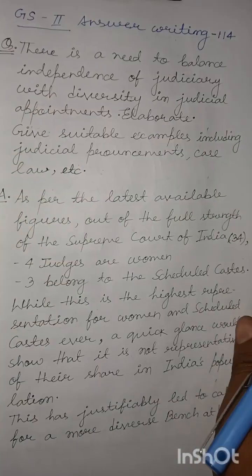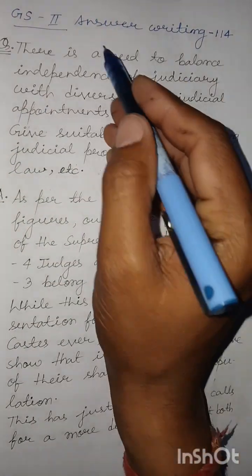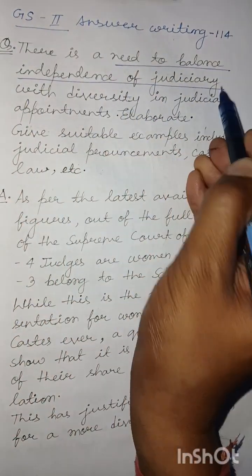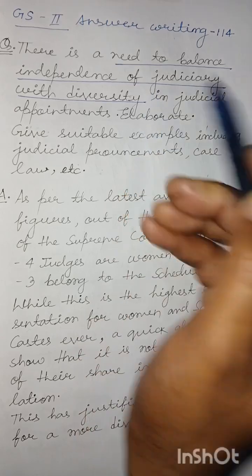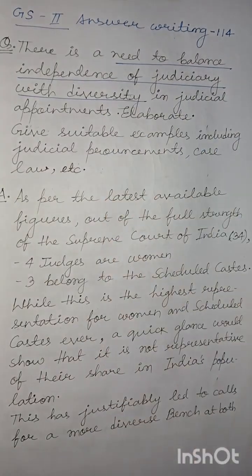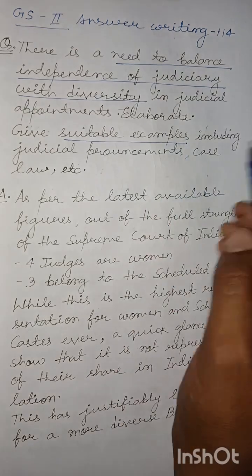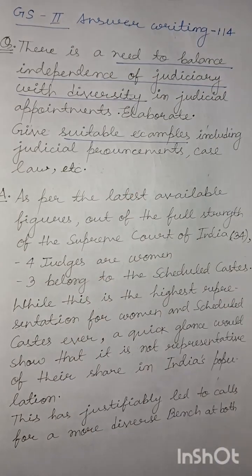Here goes the question. There is a need to balance independence of judiciary with diversity in judicial appointments. Elaborate. Give suitable examples including judicial pronouncements, case law, etc.